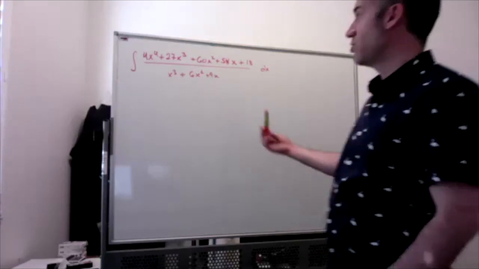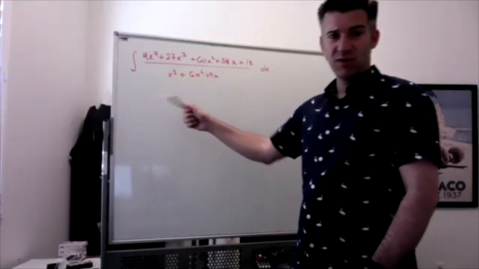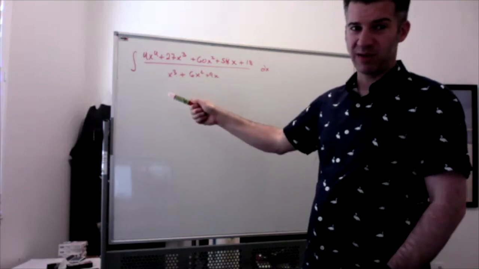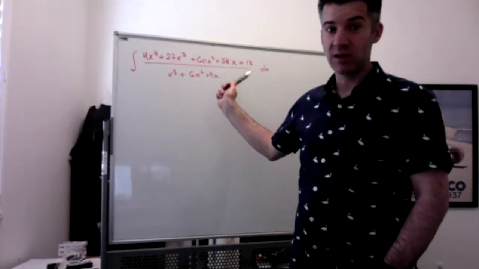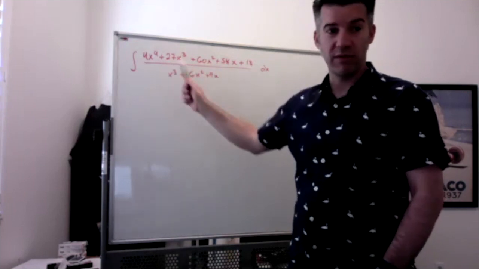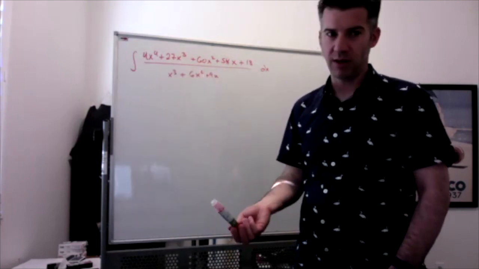We could try letting u equal the denominator, but if u is equal to the denominator, the derivative would be 3x squared plus 12x plus 9. And I definitely don't have that or a nice integer or constant multiple of that up here. So u sub is probably not the way to go.